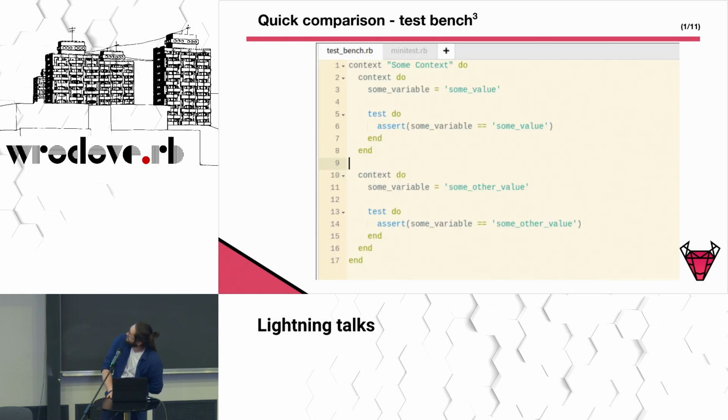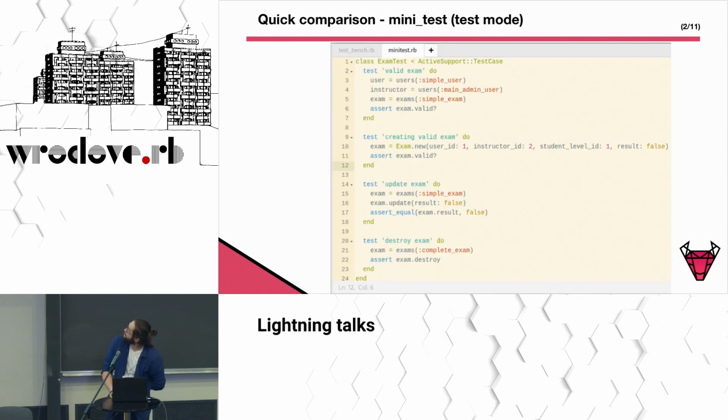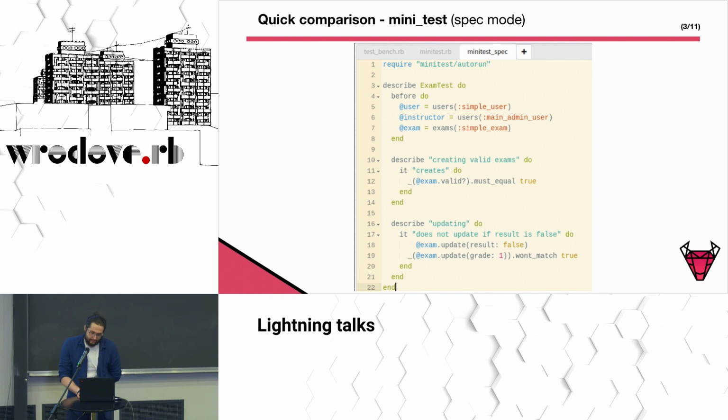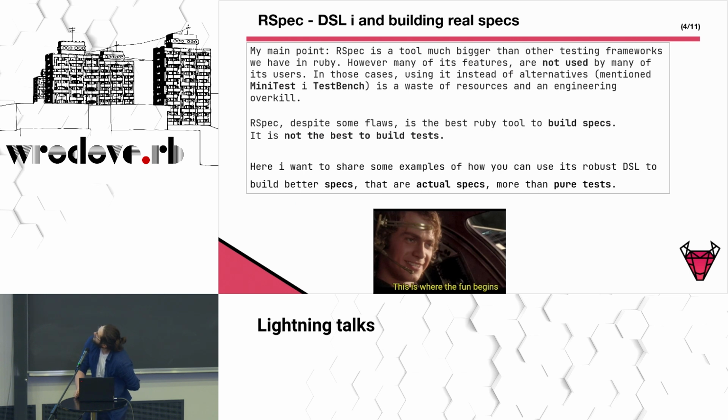So yeah, an example from TestBench. This is a test. This is not a spec. Very simple stuff. This is just Ruby. There's no special DSL, which AirSpec has plenty of. This is Minitest in a test mode. This is Minitest in a spec mode, because Minitest is actually a tool for both tests and specs. AirSpec is just for specs. And yeah, AirSpec, a big tool for a specific job.